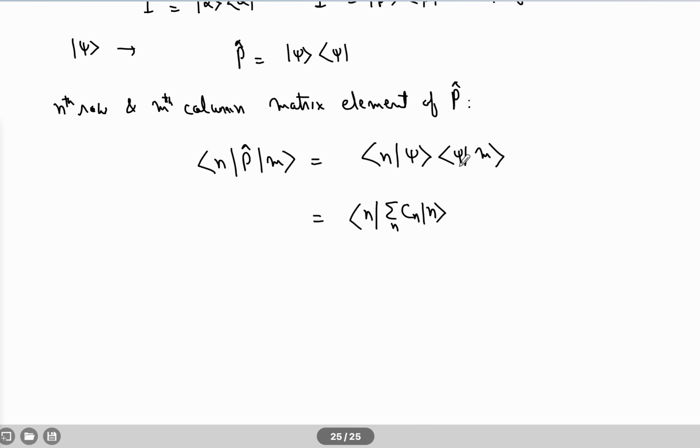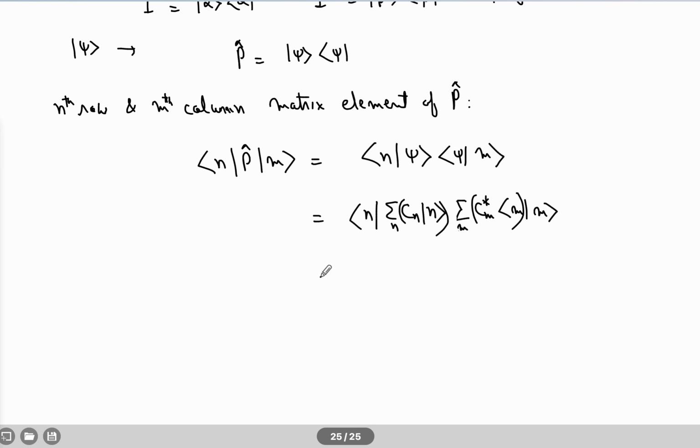Okay, and similarly, if I'm going to expand this, I will have sigma m Cm star, m, right? So the summation will be on this part. Here the summation will be on this part.